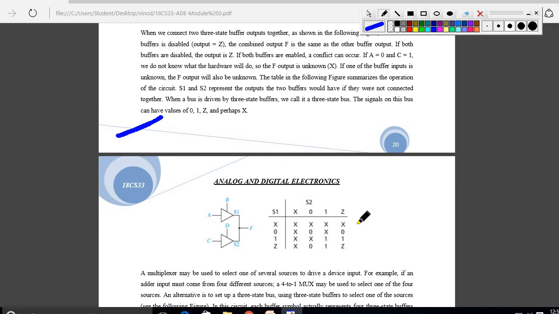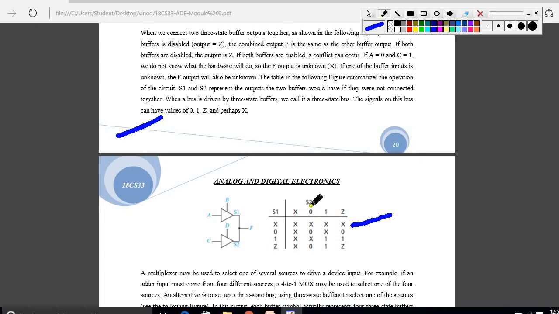In all cases, if one buffer's output value is unknown, then whatever value you take from the S2 output, the output should always be X only, because I don't know, right? So for that reason we write X, meaning unknown value. We don't know the exact value. Okay, now the first row is understood. For the second row, if the output of the first 3-state buffer is 0, then I don't know the S2 output value, so then also it is X, right?